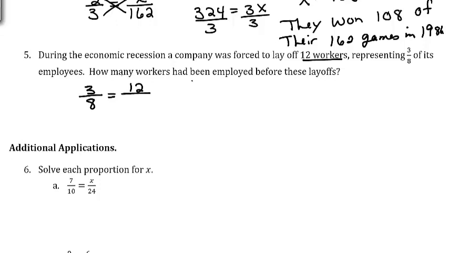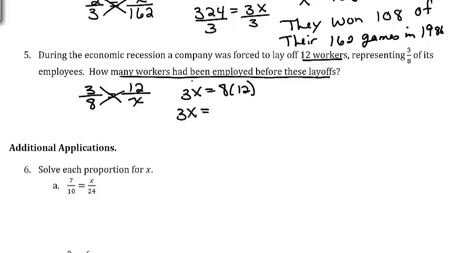And they are asking us to calculate how many workers had been employed before the layoffs, so that's the total number of workers that they had in the beginning. And so that's going to be our variable x on the bottom now. So again, we're going to cross multiply to solve this. So we'll have 3x equals 8 times 12.